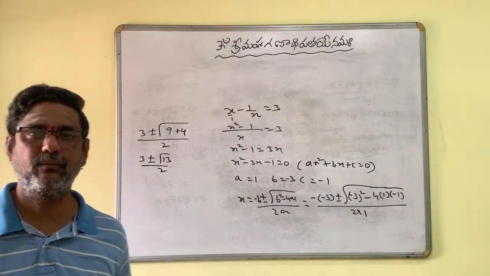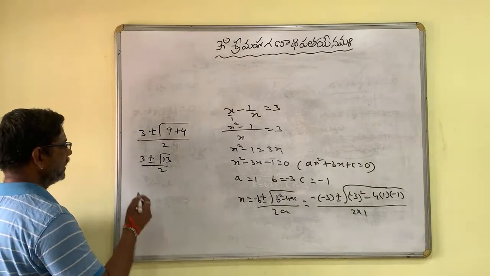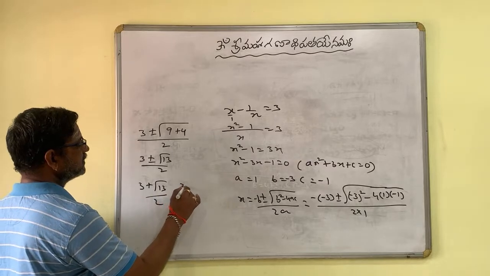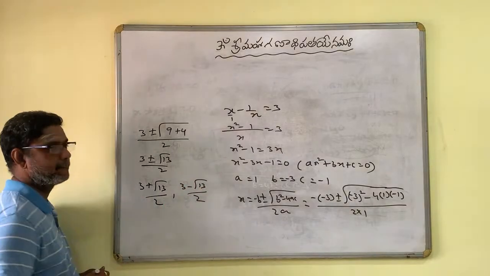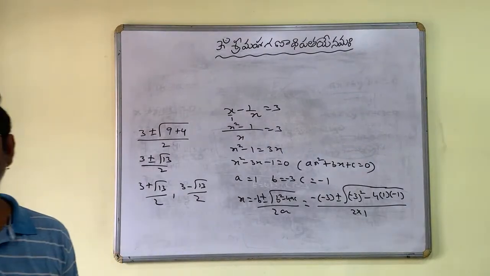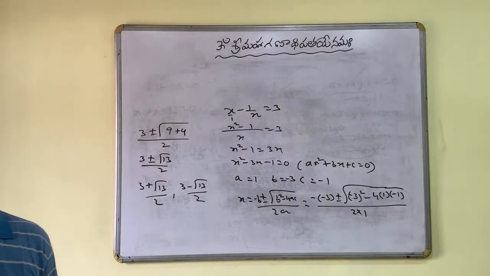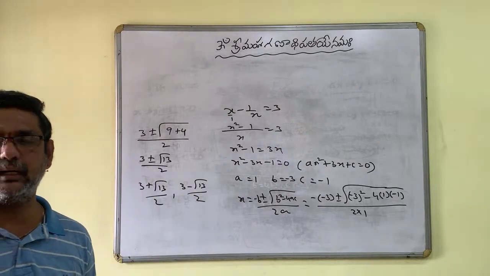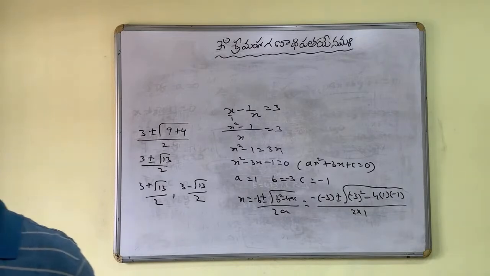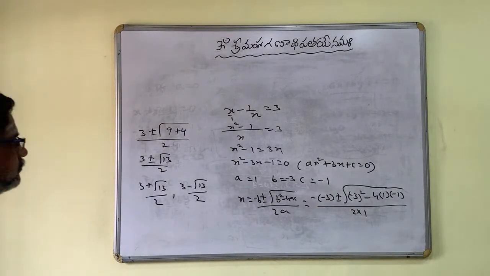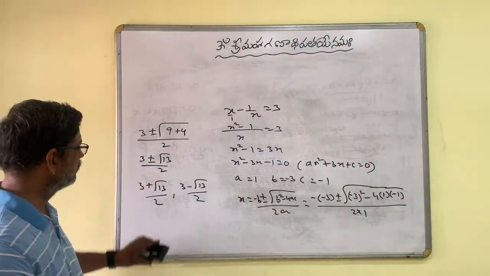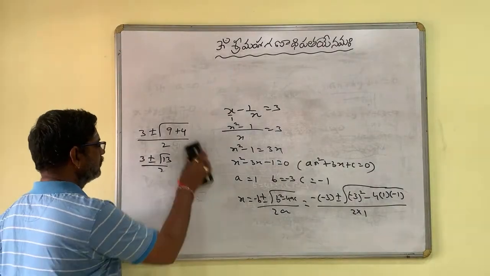Okay, children. Now the two roots are 3 plus root over 13 by 2, and the other one is 3 minus root over 13 by 2. The two roots of the given equation are 3 plus root over 13 by 2, comma, 3 minus root over 13 by 2. Just leave it like this. That's all. No need to do anything. Okay. Next one.